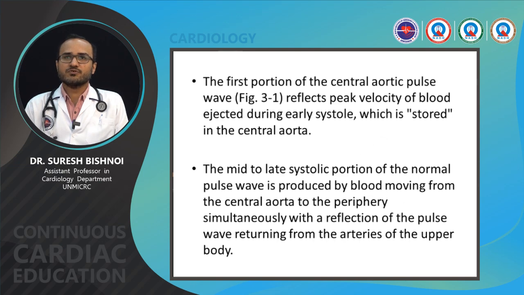As discussed, the first portion of the central aortic pulse reflects the peak velocity of the blood which is ejected during early systole, and that blood is stored in the central aorta. And the mid to late systole portion of the normal pulse wave after the anacrotic notch is produced by blood moving from the central aorta to the periphery and simultaneously the reflected portion of the pulse which returns from the upper part of the body. So these combined form the systolic portion of the pulse.